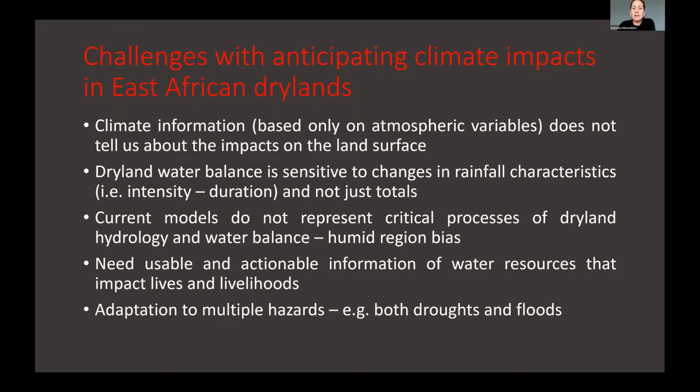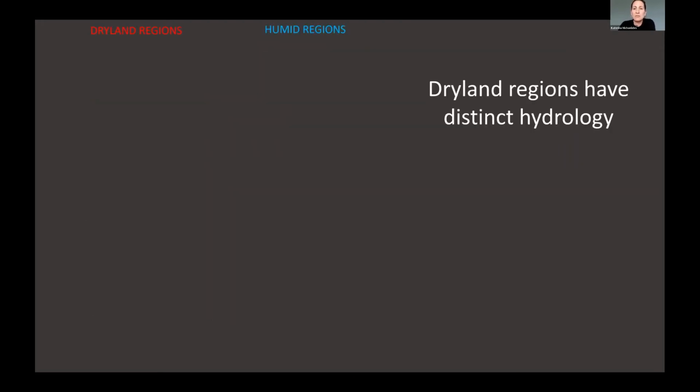And of course, in the spirit of today's webinar, there is also the challenge of adapting to multiple hazards at the same time. For example, in the sense of climate, you have droughts and floods occurring simultaneously, and there are questions about how do people adapt to both.